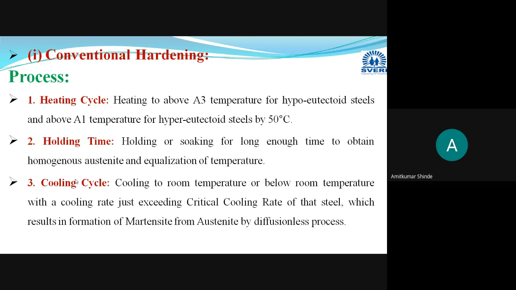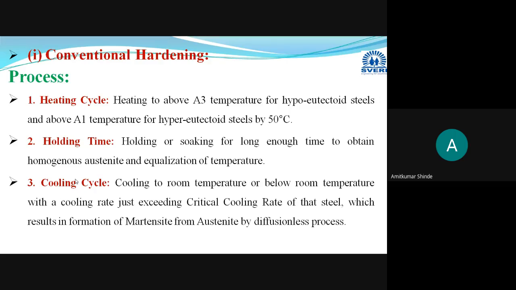Now here we are having different hardening types. Different hardening types will be there, depending on whichever cooling rate we have selected. Whichever cooling cycle we have selected, depending on that, different hardening processes will be there. The first hardening method, and more commonly used hardening method, is the conventional hardening method.